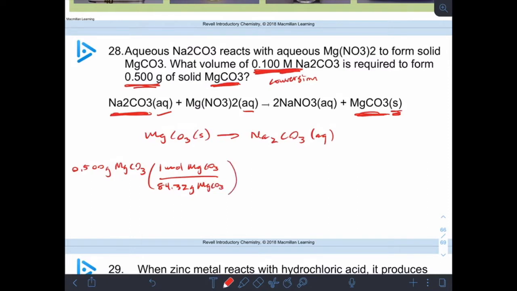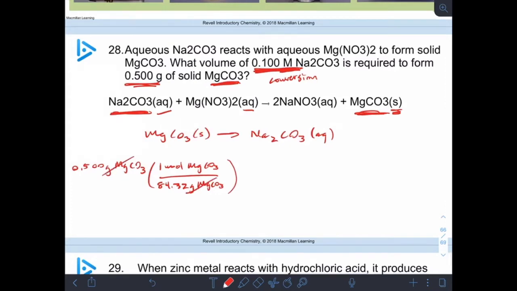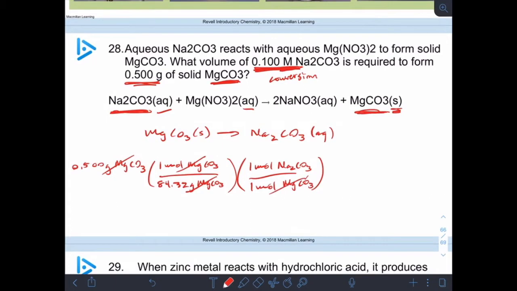Okay. So if I stopped here, my grams will cancel, and I would have an answer that is moles of magnesium carbonate. Now that I know moles of magnesium carbonate, I can do a mole ratio. So there's 1 mole of sodium carbonate for every 1 mole of magnesium carbonate. Right? So moles of magnesium carbonate will cancel, and if I stopped here, I would have moles of sodium carbonate.